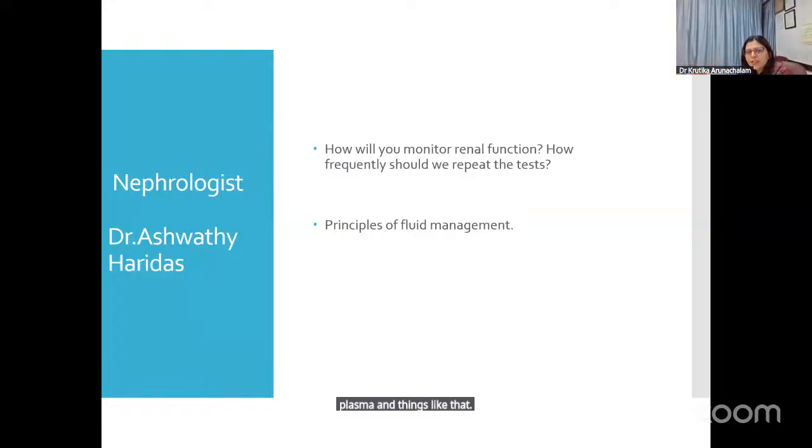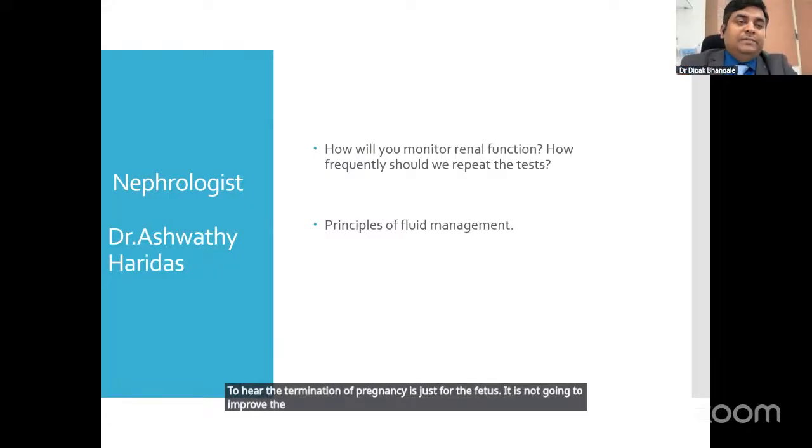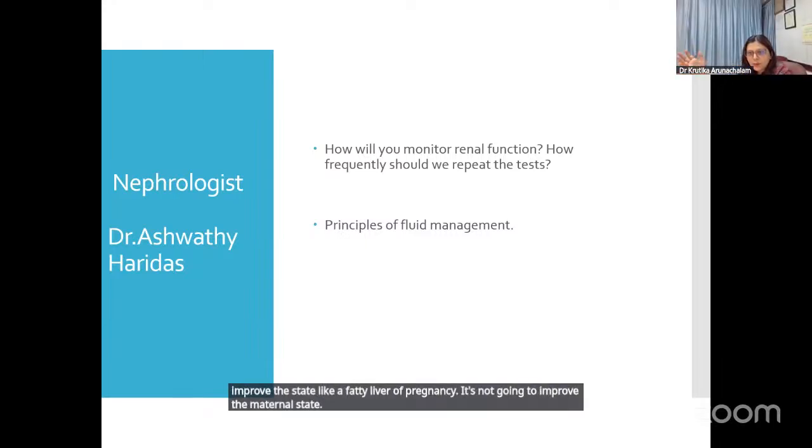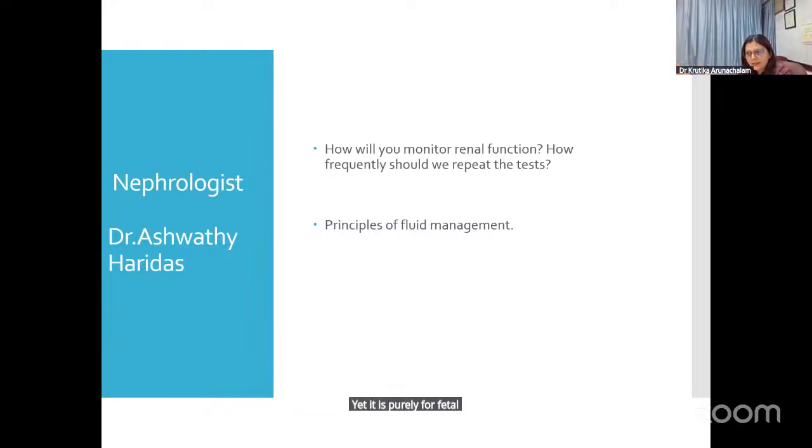So here the termination of pregnancy is just for the fetus. It is not going to improve the maternal state, like it does in fatty liver of pregnancy. Here it is purely for fetal well-being that the delivery must be conducted. Okay.